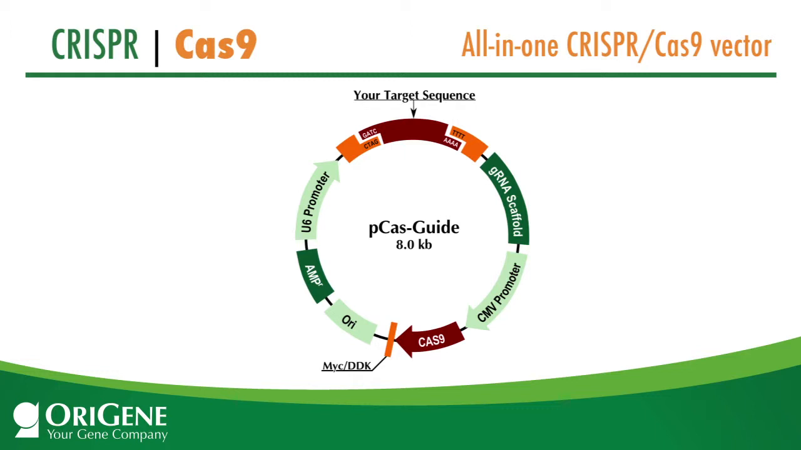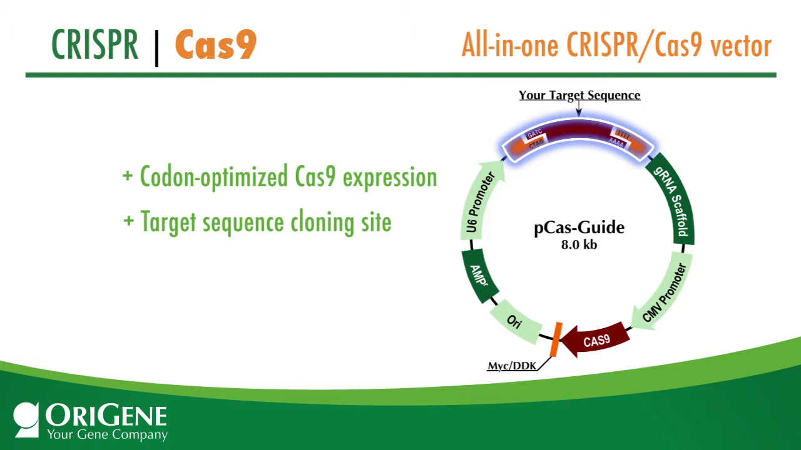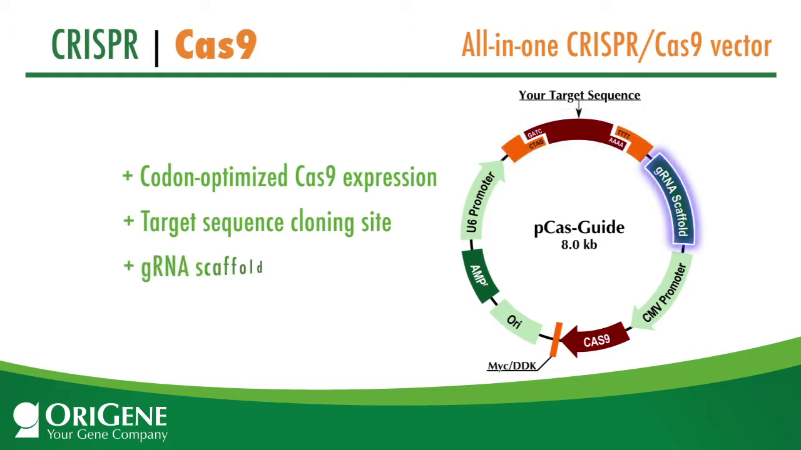OriGene offers an all-in-one vector, pCas-Guide, engineered with all the essential elements for targeted cleavage. The codon-optimized Cas9 expression, a cloning site for the 20-nucleotide target sequence, and a gRNA scaffold downstream of the cloning site to be transcribed into a complete gRNA by a U6 promoter. With a target sequence cloned into this vector, cells transfected with this construct will express Cas9 nuclease and the guide RNA, which will then lead to a sequence-specific double-stranded break in the genome.